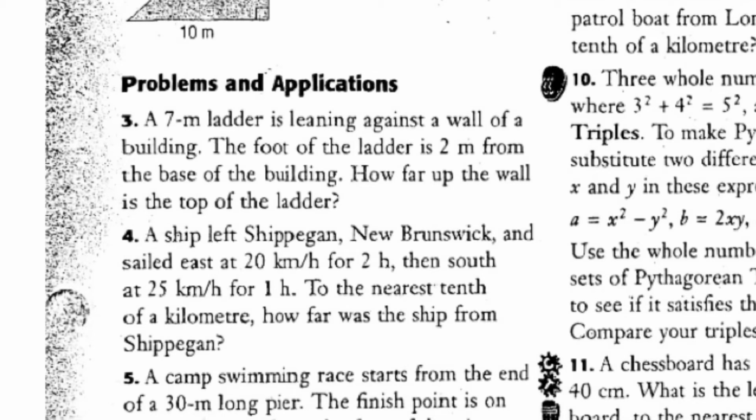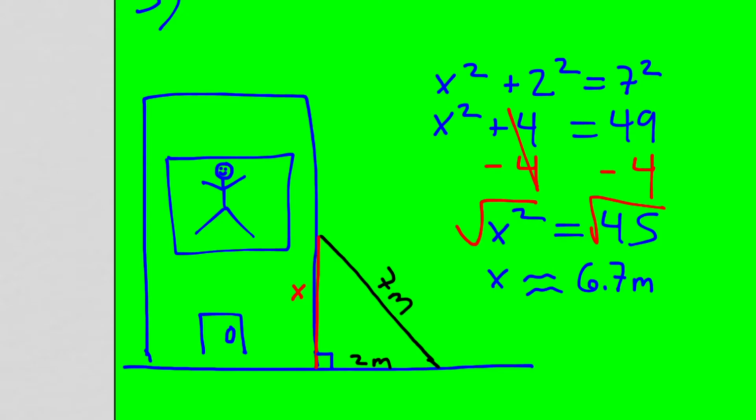Let's do number 4 now. Number 4 says a ship left Shippagan, New Brunswick, and sailed east at 20 kilometers an hour for 2 hours, then south at 25 kilometers an hour for 1 hour. To the nearest tenth of a kilometer, how far away was the ship from Shippagan? Once again, using a diagram. So this is question number 4.